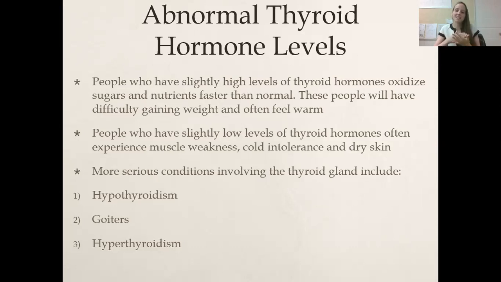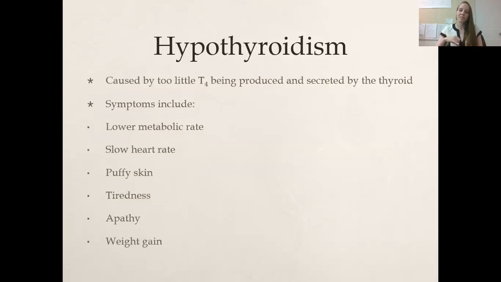There are, however, some serious conditions that affect the thyroid gland if your levels are way off from normal. So those include hypothyroidism, hyperthyroidism, and goiters. So hypothyroidism is when you have too little T4 being produced or secreted by the thyroid gland. That's going to result in a much lower metabolic rate. The heart rate will be slow. That person's skin will be really puffy. They'll be really tired all the time, very apathetic, like everything is just meh. Nothing's really exciting, and they tend to gain a lot of weight.